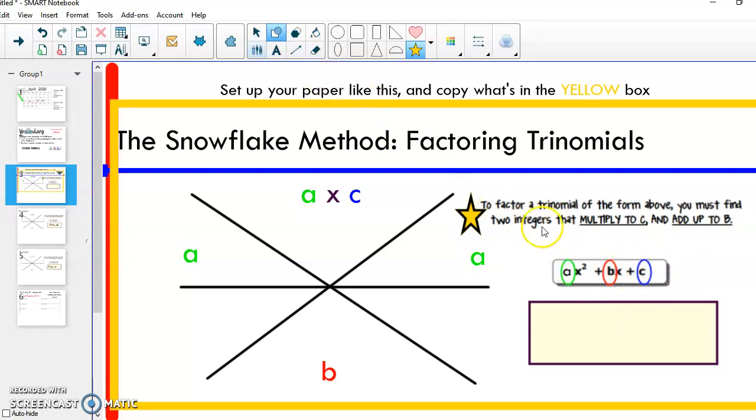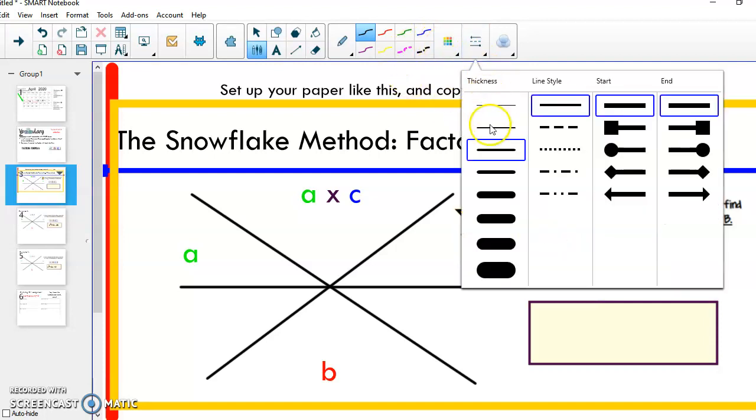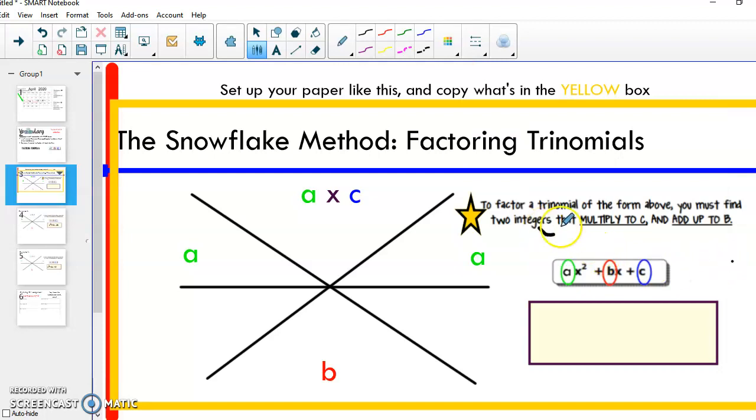Integers, just reminding ourselves that integers are just numbers. So I'm going to make myself a little note here that an integer is just a number. So we're looking for 2 numbers that multiply to give us this value of c and add up to give us our value of b.